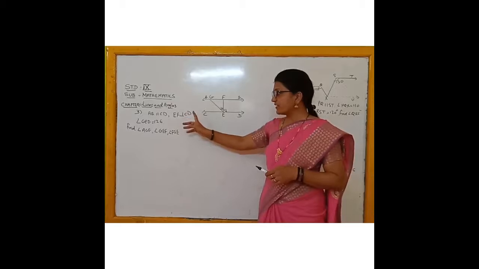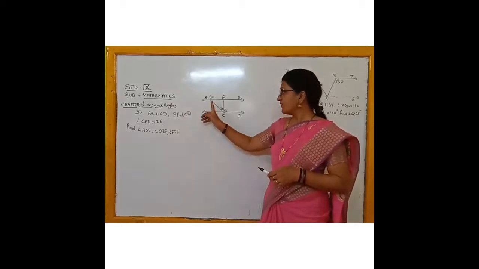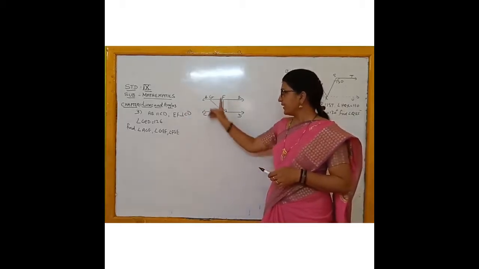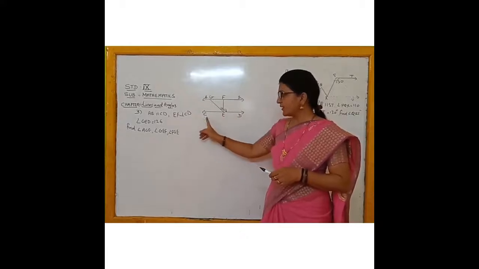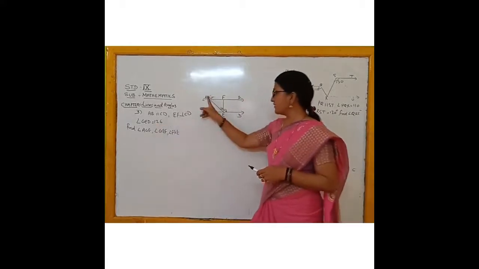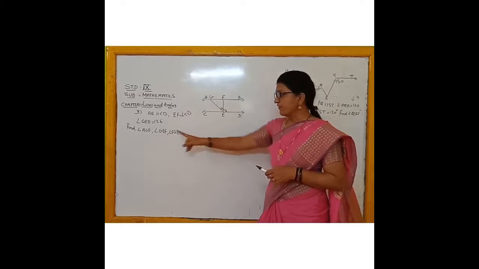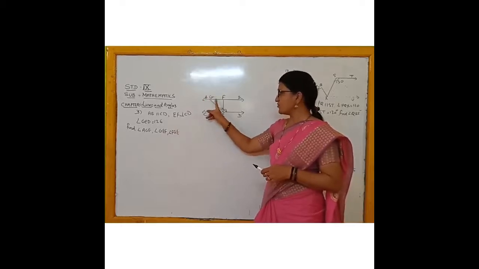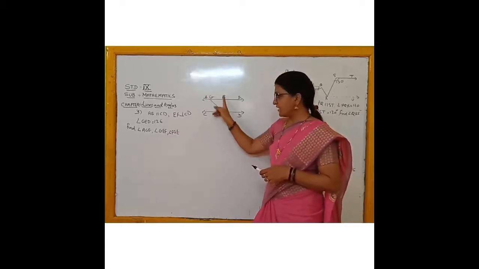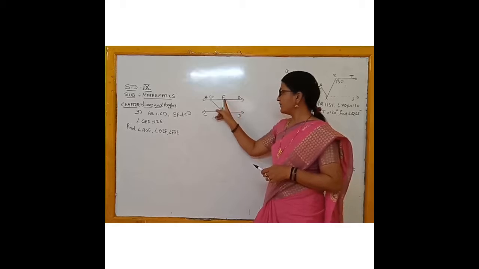Okay, now exercise 6.2, question number 3. What is given? AB parallel to CD. Then EF perpendicular to CD. Angle GED is 126. Find angle AGE, then angle GEF and angle FGE.